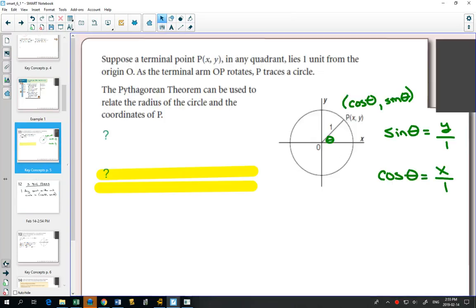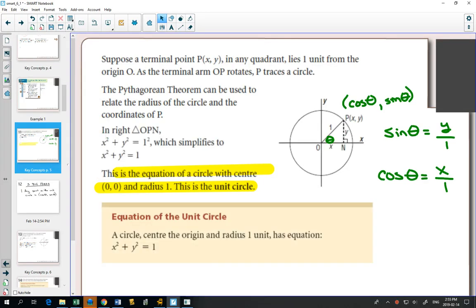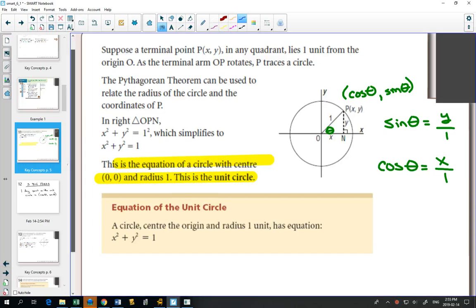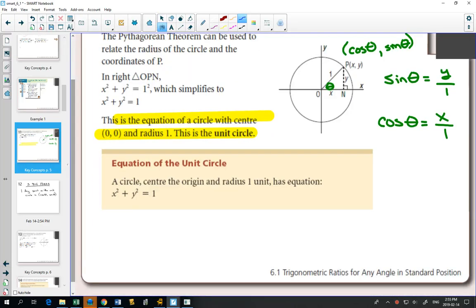And if any point on the unit circle can be written as x comma y, and the equation of the unit circle is x squared plus y squared equals 1, and the x is the same as cos, and the y is the same as sine, I can write, instead of x squared plus y squared equals 1, cos theta squared plus sine theta squared is equal to 1.